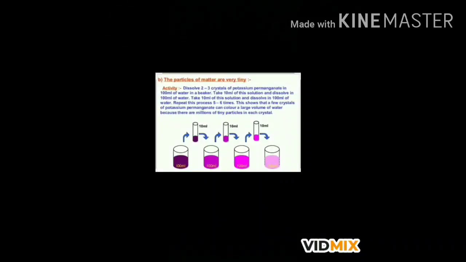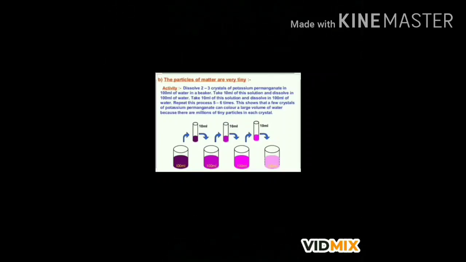Add 2 to 3 crystals of potassium permanganate in it and stir to dissolve. The solution will become dark pink color. Take out 100 milliliter of this solution and put it into 90 milliliter of clear water in another beaker. The total volume of 200 milliliter. Place your two solutions side by side on the table.